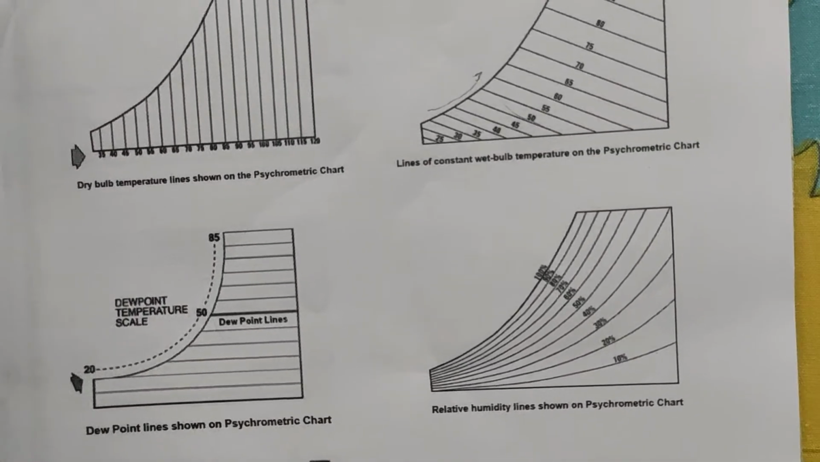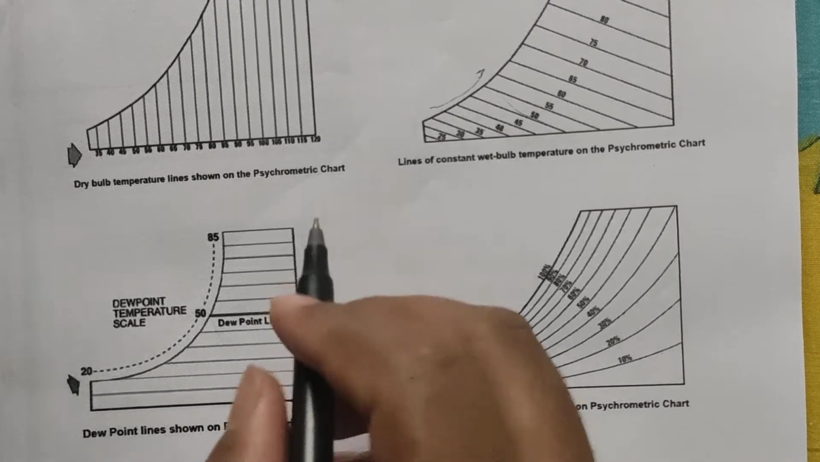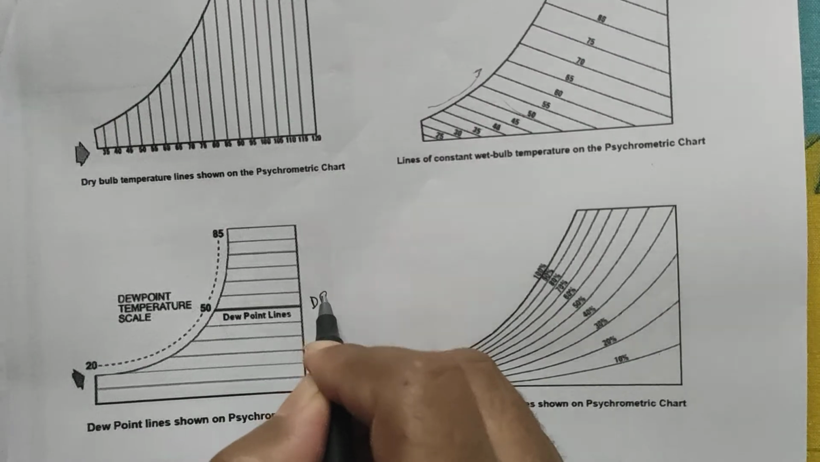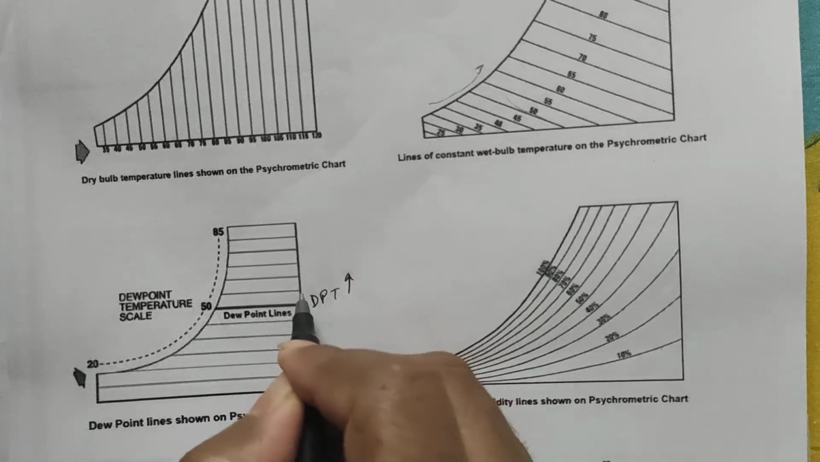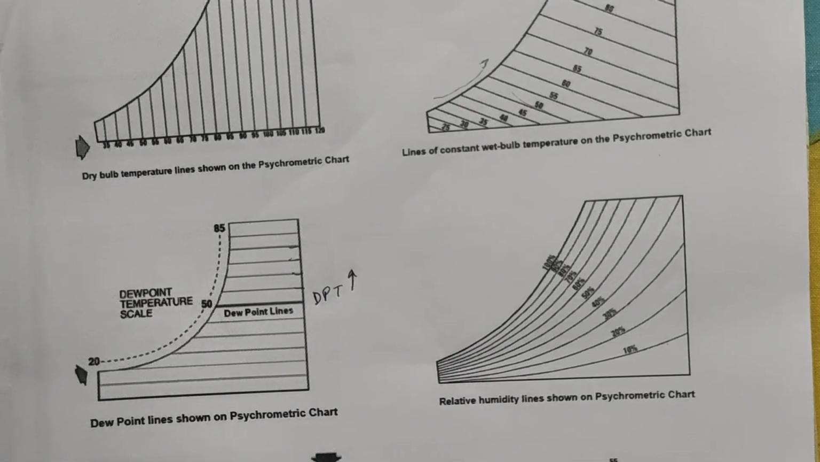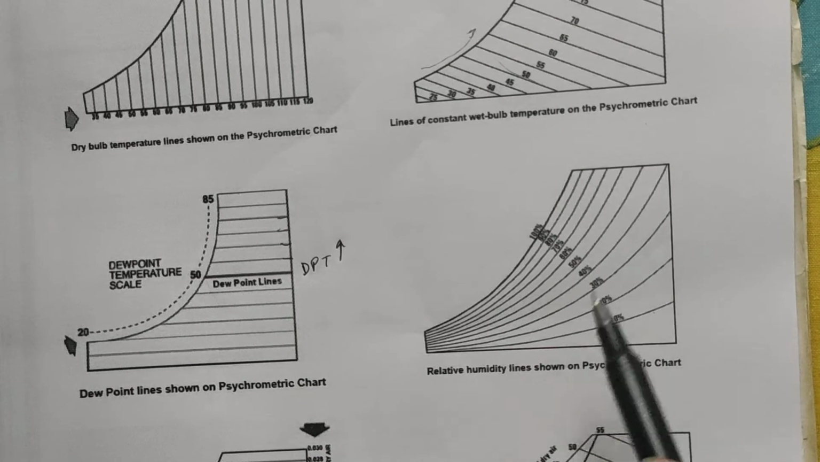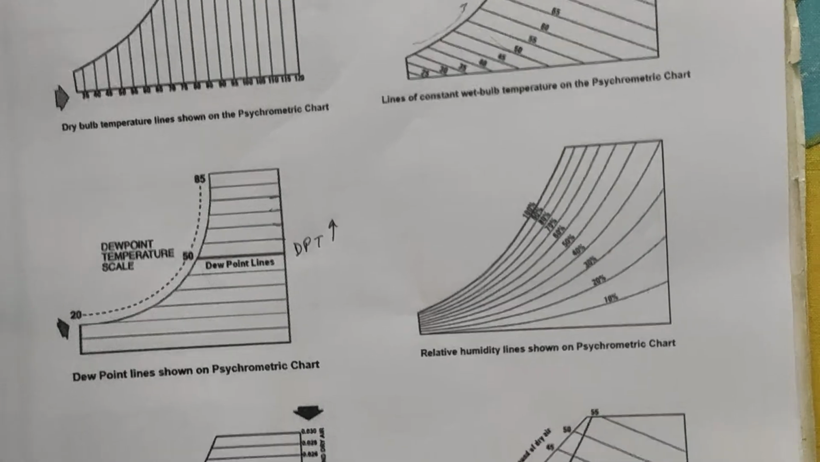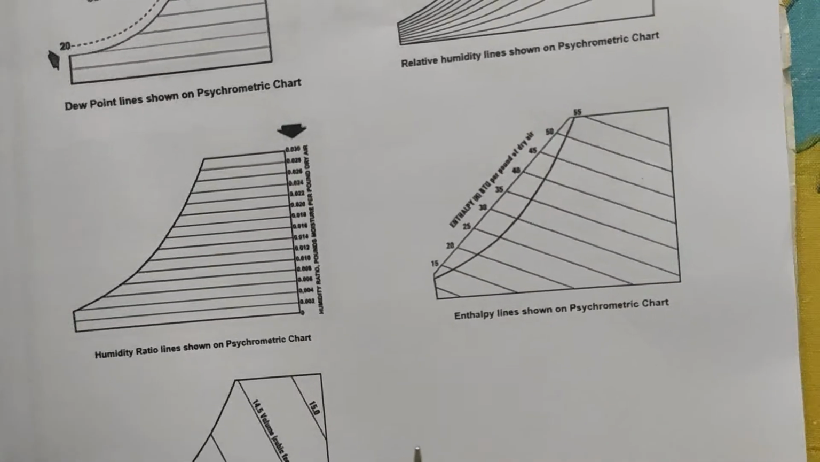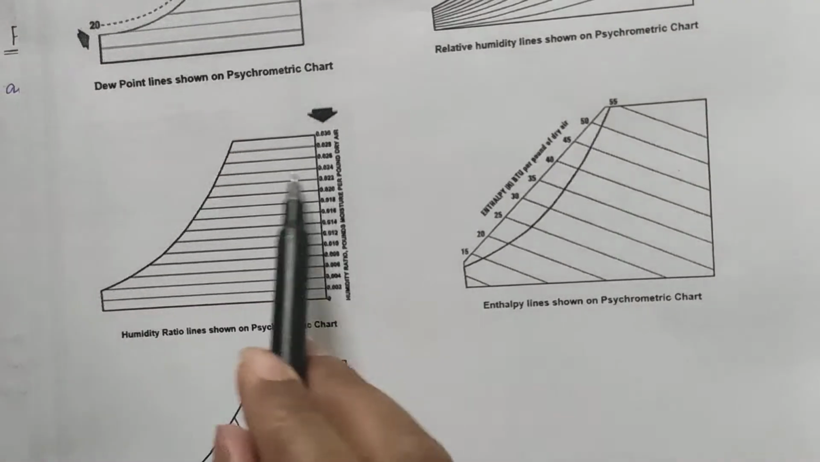This is called dew point temperature, horizontal lines. So here dew point temperature scales are drawn on this side. Okay, this is your relative humidity scale, curved line. This scale is called humidity ratio or specific humidity scale.